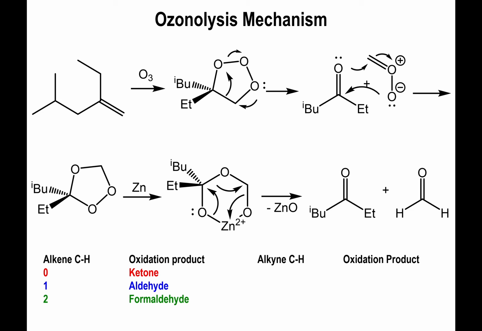So this is the deal to keep in mind when we're dealing with alkenes. If you're doing oxidations via ozonolysis, if the alkene doesn't have a carbon-hydrogen bond, then you'll end up forming ketones. If you do have one hydrogen-carbon bond, then you will form an aldehyde. If you do have two carbon-hydrogen bonds, then you just form formaldehyde automatically.